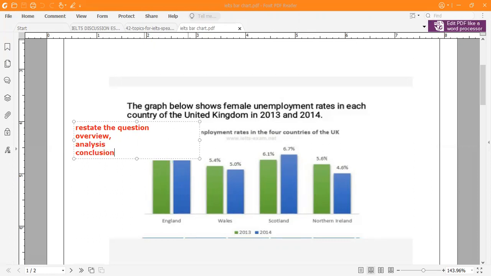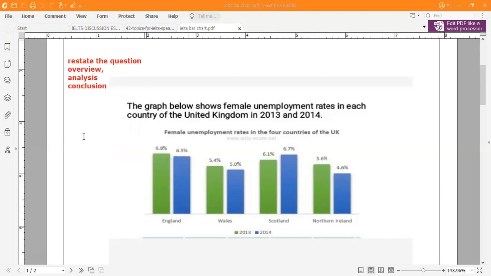So we have: restate the question, this is number one. Then you give the overview. What did you understand from the diagram? Number three, you give the analysis, تحليل. And number four, you give the conclusion. And the conclusion sometimes is not necessary, but sometimes you can just close your paragraph with one sentence or two. So these are the main four parts that you need to write in task number one, writing.